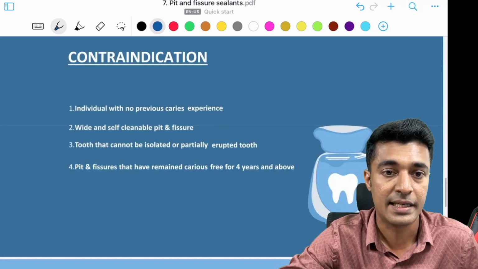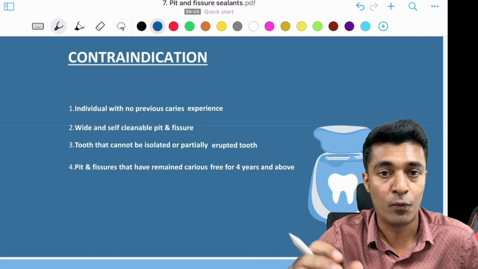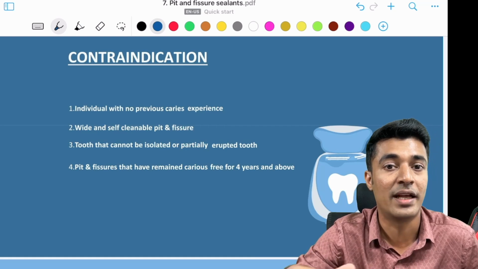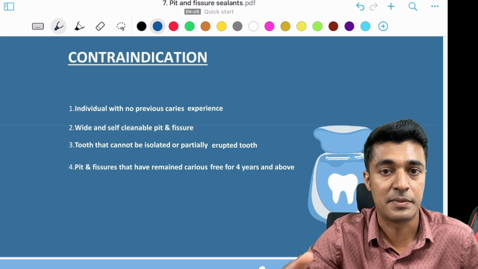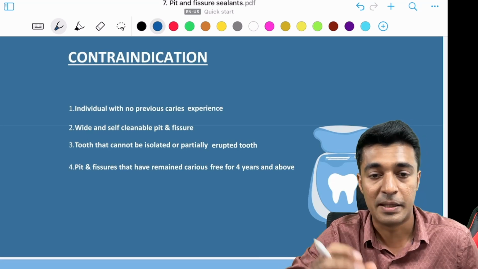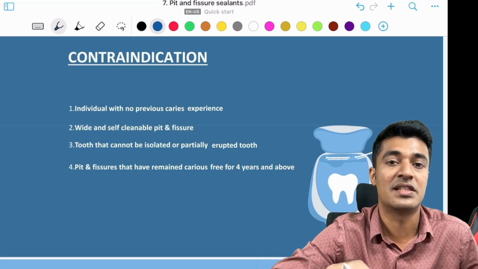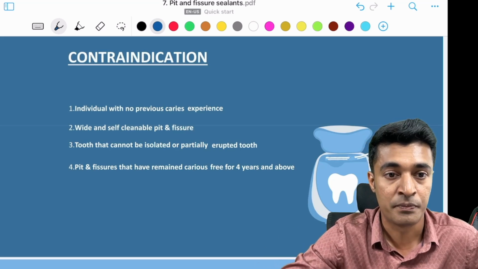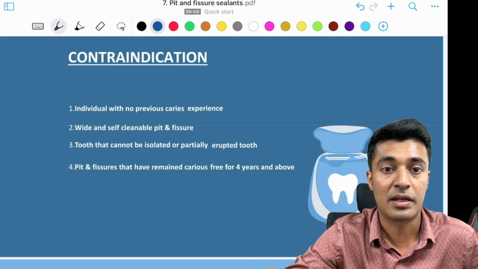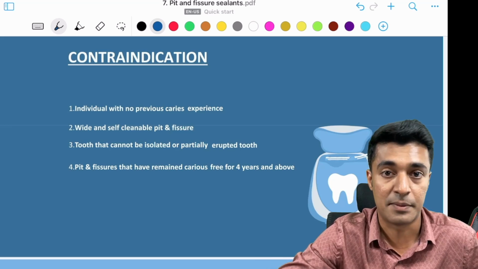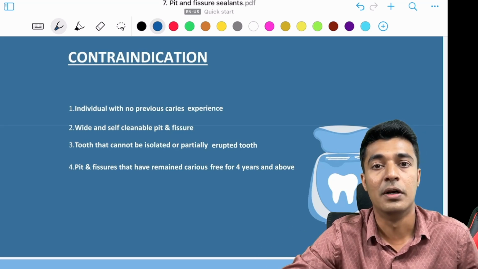So coming to the contraindications, the individual with no previous caries exposure is not ideal. Wide and self-cleansing pit and fissures like the U and the V type are not ideal. Tooth that cannot be isolated properly because they are partially erupted or partially impacted are not ideal. The pit and fissure that have remained caries free for 4 years or above are not ideal. So these are contraindicated for pit and fissure sealants.